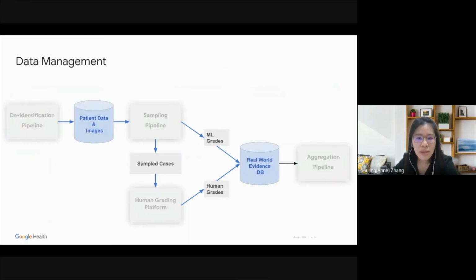The whole pipeline is built to be Part 11 compliant. We follow the computer system validation process to meet the requirements on data management. All the access, creation, and mutation to clinical data are auditable.